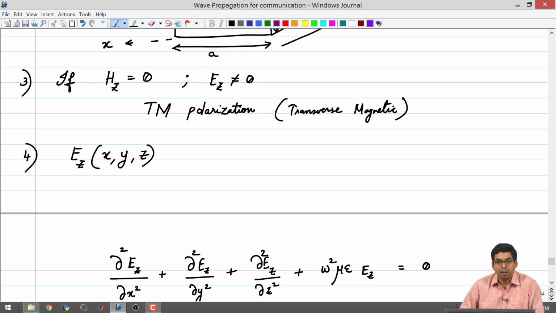Hz equal to 0 means that you may have only Hx and Hy. Ez not equal to 0 does not place any other restriction on the electric field; it could have Ex, Ey, it could be anything. This polarization is known as TM polarization because there is no magnetic field component in the longitudinal direction of the waveguide. You could also pick an alternate field configuration where Hz is not equal to 0 and Ez is equal to 0, and that would be known as a TE polarization.